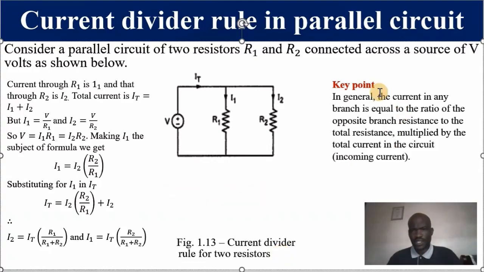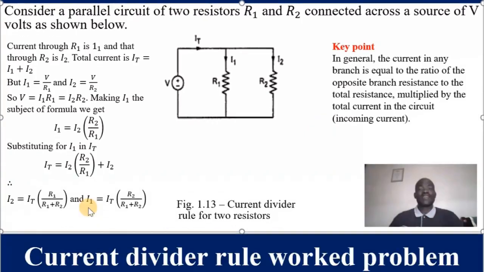So take note of the key point. Let's say you are asked to state it: the current in any branch is equal to the ratio of the opposite branch resistance to the total resistance, multiplied by the total current in the circuit. Guys, take note of that form of the theory or law, because you need to apply it here and there, even when you do some DC.